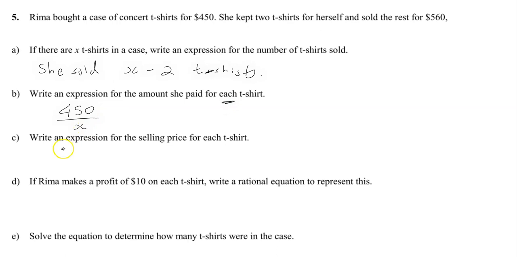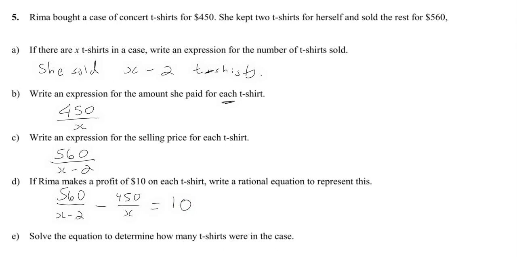Selling price for each t-shirt. So she sold them all for $560, but all of them is x minus 2. If she makes a profit, so she sold them for more than she paid for them, right? Like each price, the difference between the price that she sold them for and the price that she bought them for. So 560 over x minus 2 minus 450 over x is equal to 10.